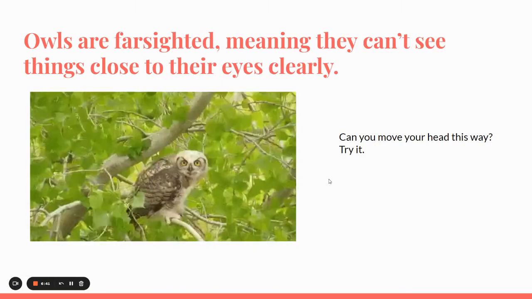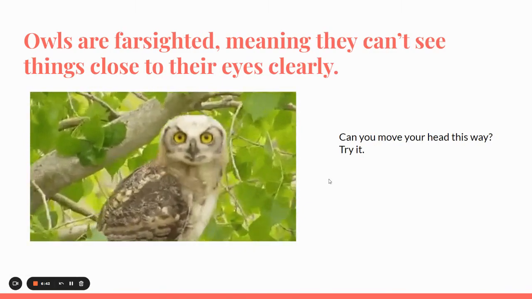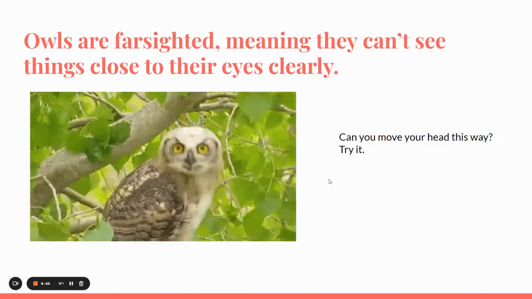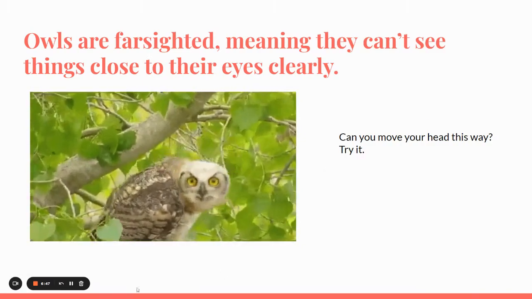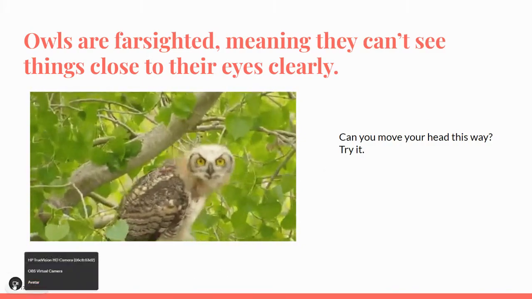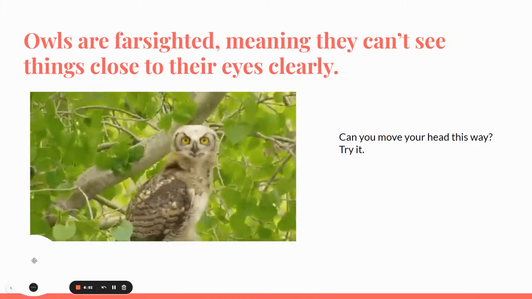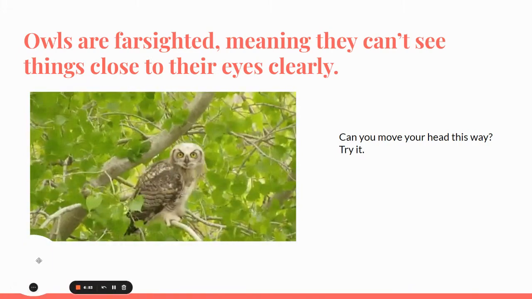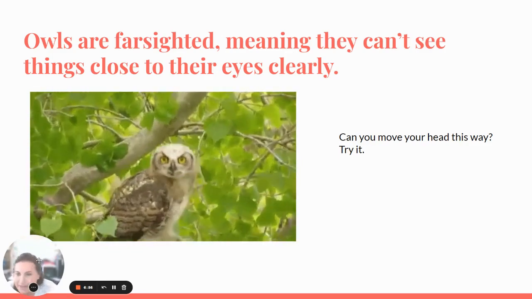Owls are farsighted, which means they can't see things close to their eyes really clearly, and they kind of do this with their head. Can you move your head around this way? That's a good exercise for sure. Move it around. It's almost like he's making a circle, right?